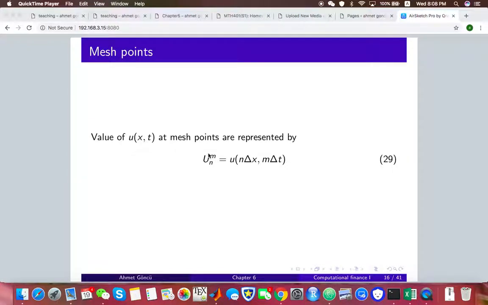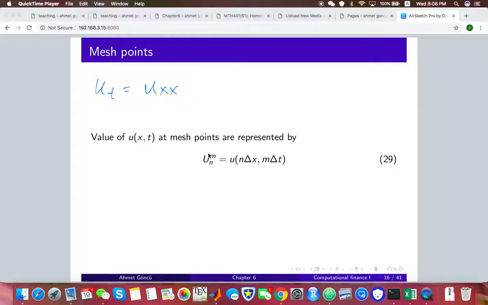Okay, when we try to solve our partial differential equations using the finite difference method, we need to consider the so-called mesh points. So remember our heat equation problem. We have the time derivative, and this is equal to the second derivative in space. So we need to represent our solution on a domain of points in space and time.